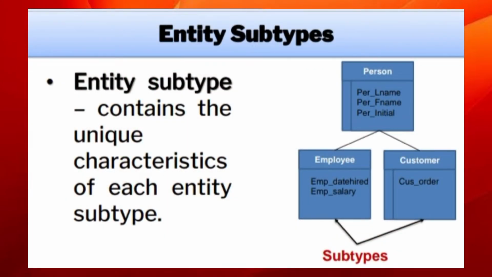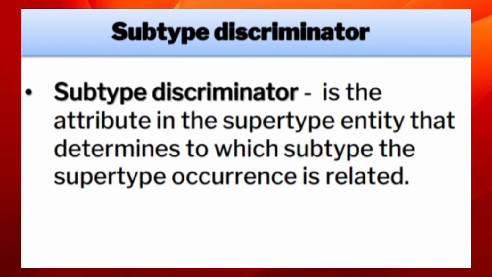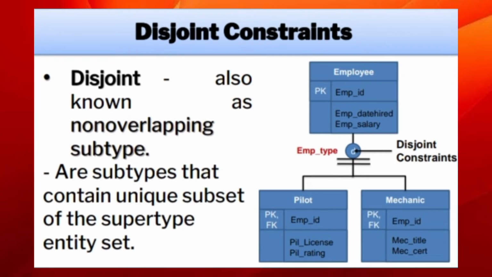So this entity subtype, guys, is an entity that is derived from the supertype. You can see in the example that what is derived from the person entity is employee and customer. So the person supertype, guys, can now be identified as employee or customer. Entity subtype contains the unique characteristic of each entity subtype. The subtype discriminator is an attribute in the supertype entity that determines to which subtype the supertype occurrence is related. So let's proceed to the final step in making EERD.